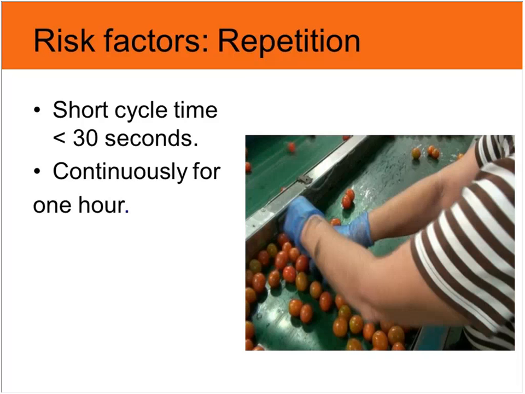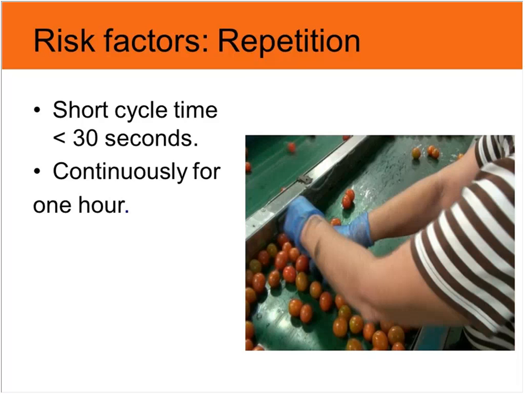Generally, the code of practice talks about repetition becoming a problem if the task cycle time is less than 30 seconds. It's going to be a problem if you're doing that for an hour or more. You can see on the Perform worksheet that it has some guidelines on how to rate the time. So you really need to think about the cycle time and how long it's going for. Is it less than 30 seconds?